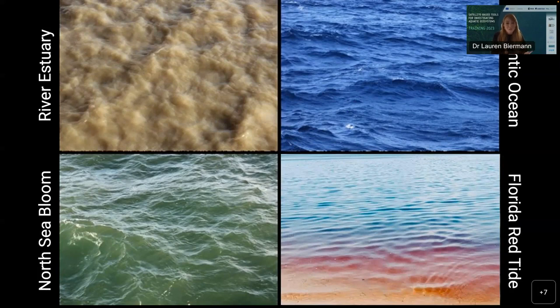Here's an example of a bloom in the North Sea, and that blue water has been moved closer to the green. In the Atlantic Ocean on the top right-hand side, that is water that has no phytoplankton in it, whereas in the Florida red tide, that is water that has perhaps too much phytoplankton in it. And all of this, the color of the ocean, is now changed by what is in it.